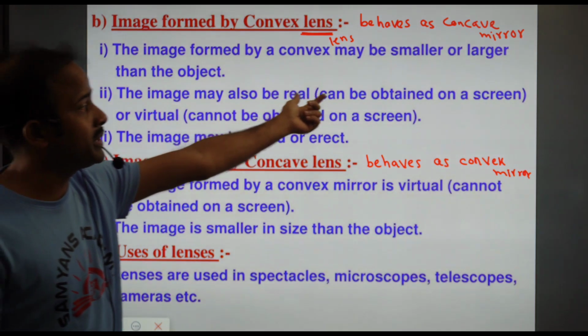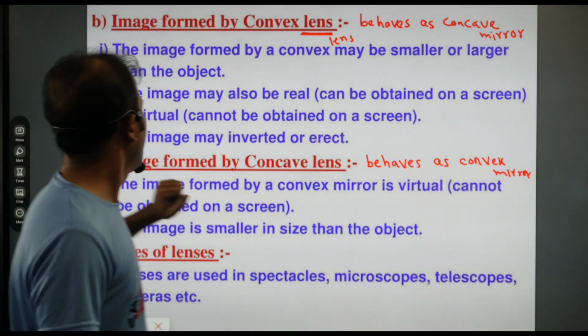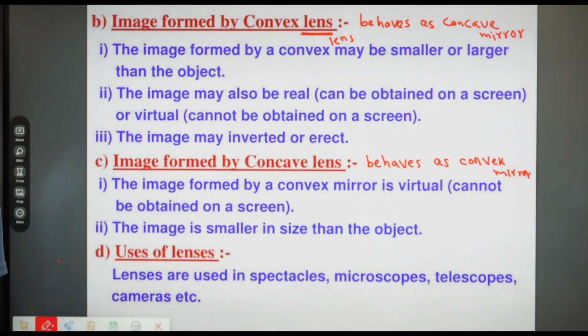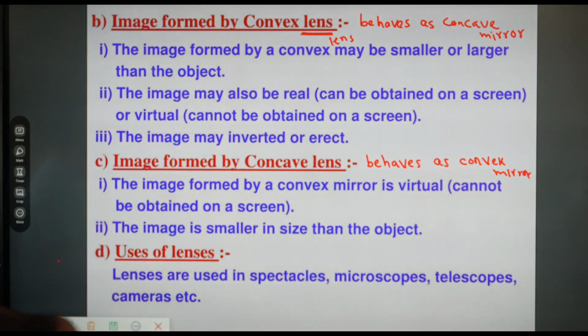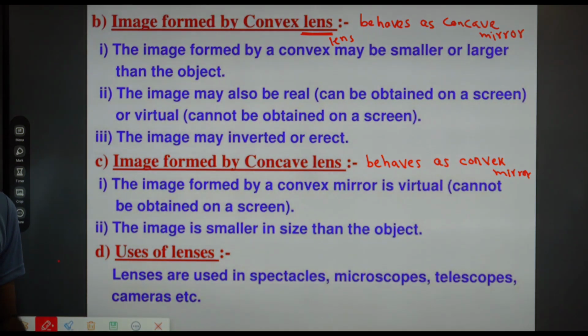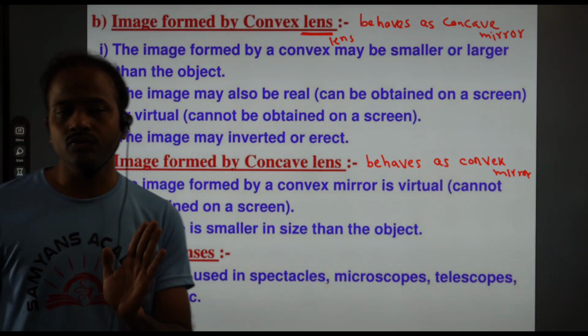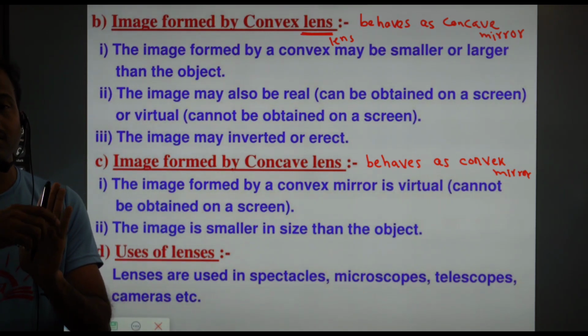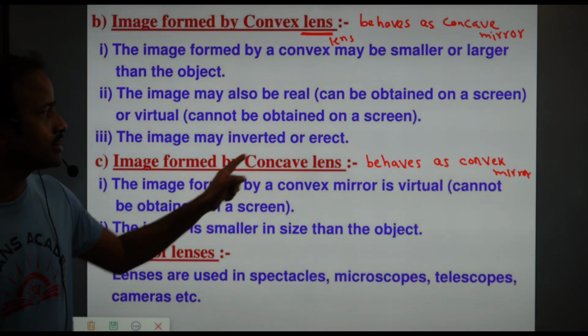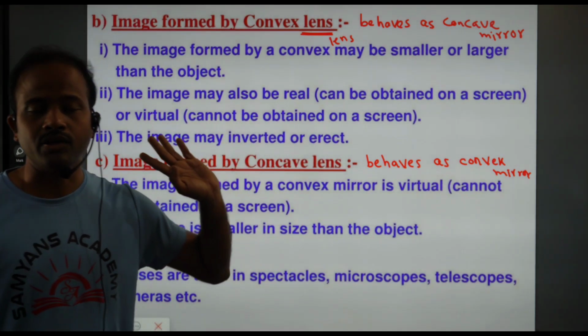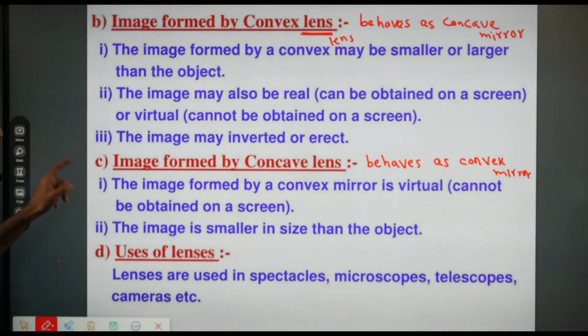Real images can be obtained on a screen, and virtual images cannot be obtained on a screen, right? The image may be inverted or erect. All real images, which you capture on the screen, look inverted. All virtual images are erect images. Virtual means we cannot capture it on the screen.